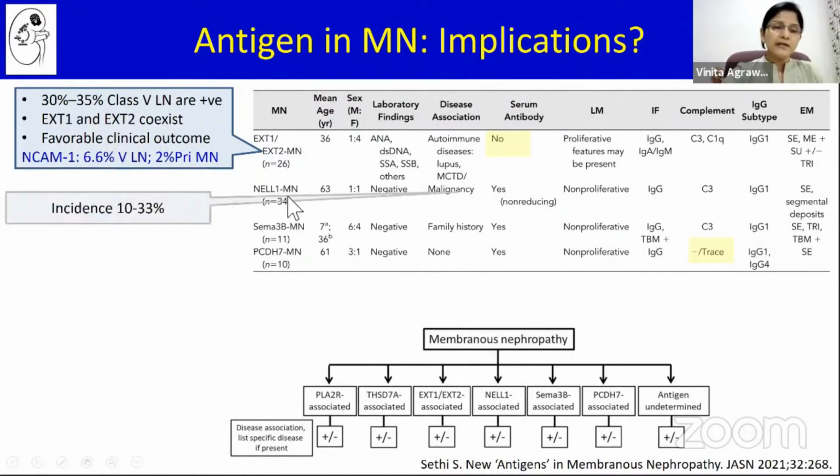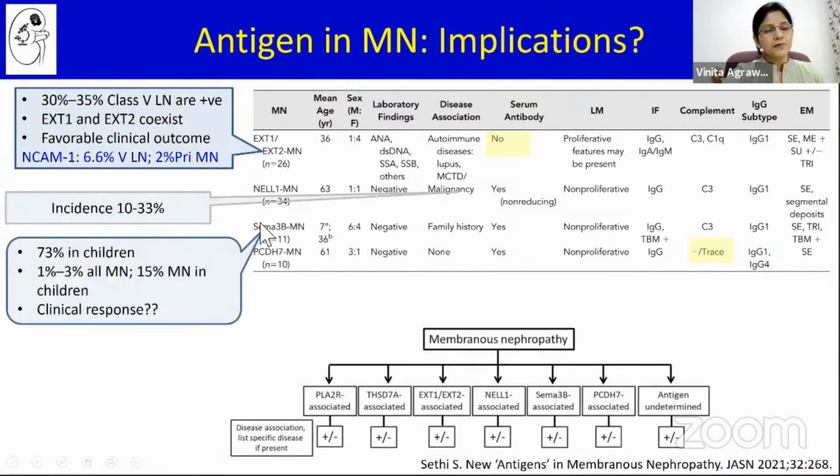Similarly, for example, for NELL1 membranous nephropathy, almost 1/3 of these cases are associated with malignancy, and detection of a NELL1 positive membranous nephropathy will trigger an investigation by the clinician for looking for a malignancy which may remain undetected. Similarly, semaphorin 3B has been predominantly seen in children, and there is protocadherin 7, which has been shown to have a spontaneous remission. However, we need more studies to have definitive data.